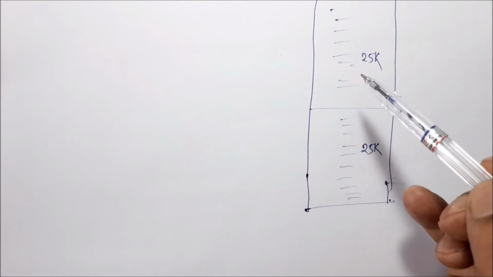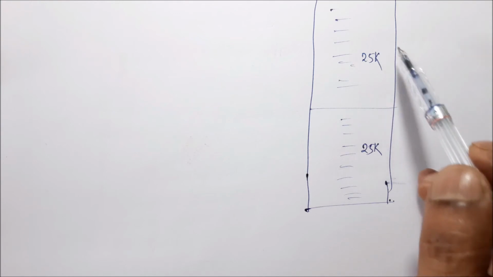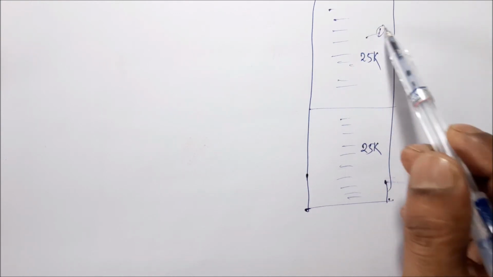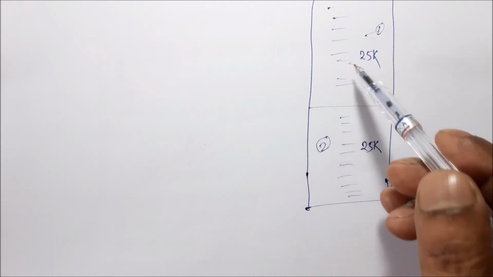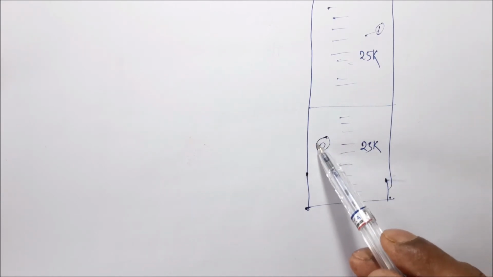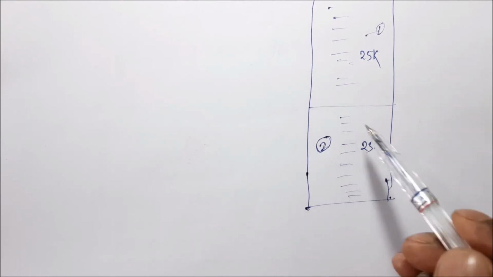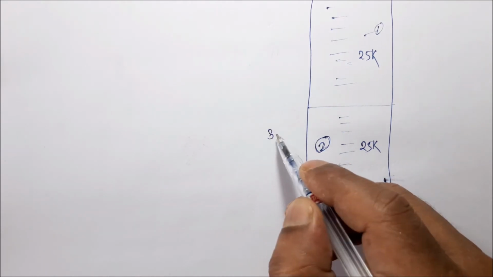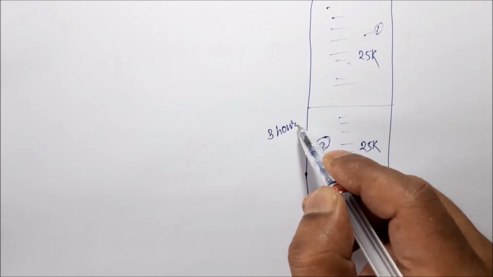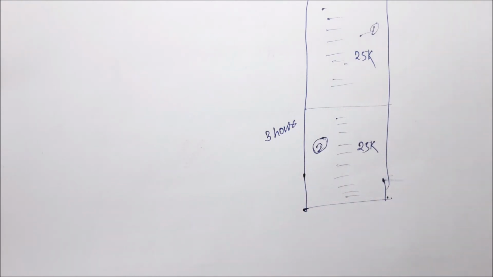Suppose this part of the code is regarding customer 1 and this part of the code is regarding customer 2. So this part of the code does not depend on the second part of the code. If I want to execute this program, it will take, for example, 3 hours. For example, 3 hours to execute 50,000 lines of code.